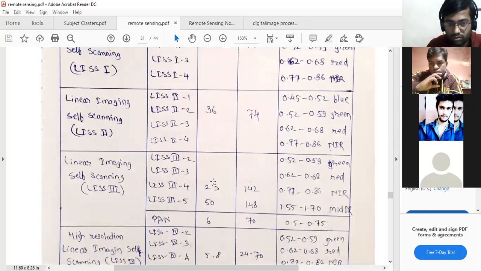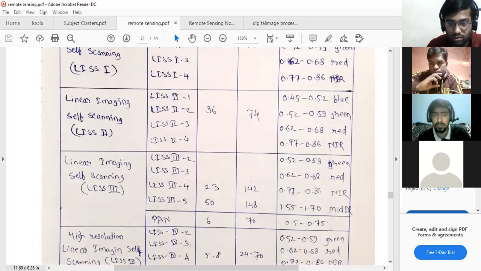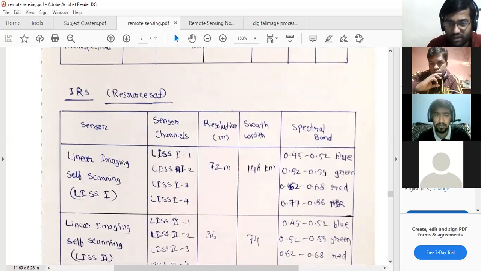Sir, what are sensor channels? Sensor channels. Channels mean bands. LISS 1 band, LISS 2 band, band number. A band is the particular spectrum in which we can store the data.